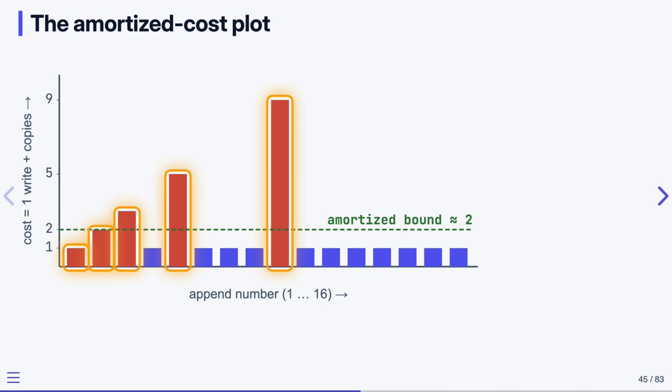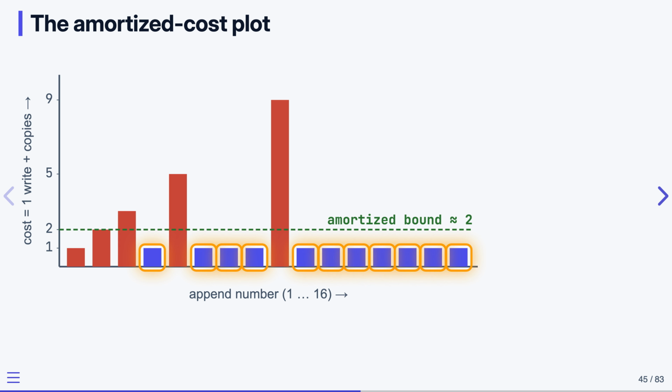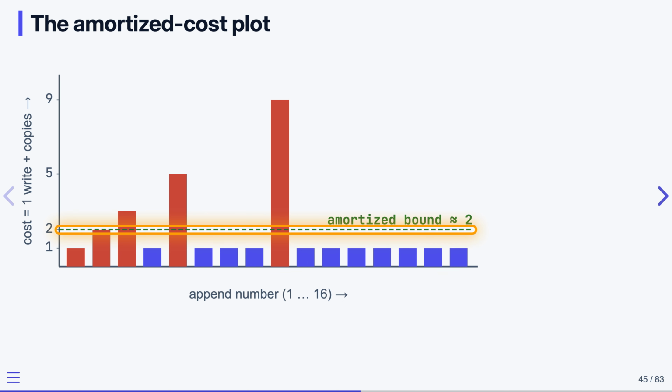The first one allocates but copies nothing. The blue bars are short. Each blue bar is a plain cheap write with no copy. Its cost is just 1. Notice there are many blue bars between the amber spikes. Now the green dashed line. It is not a running average. It marks the amortized bound, about 2. Even though a few bars spike very high, the spikes are rare. So the cost per append stays near this flat line.